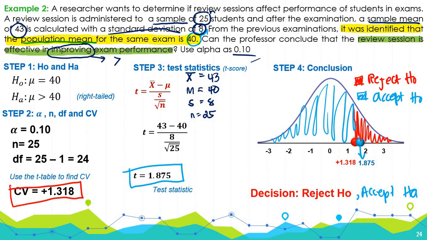So basically, to answer this question, can the professor conclude that the review session is effective in improving exam performance? The answer is yes, because the accepted hypothesis is the alternative hypothesis, which says that mu is greater than 40.